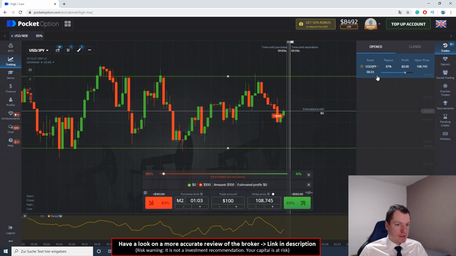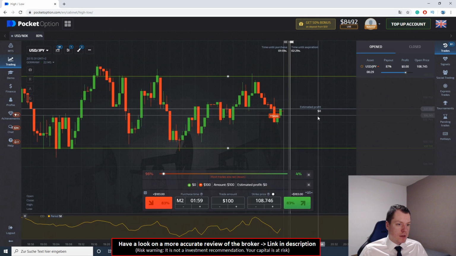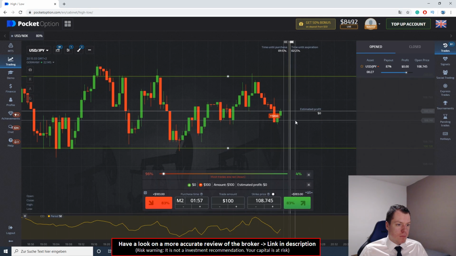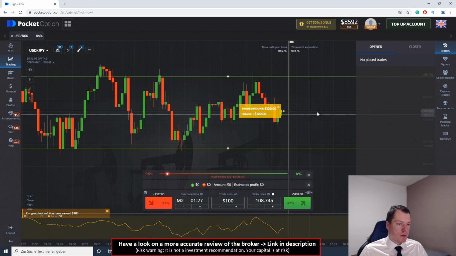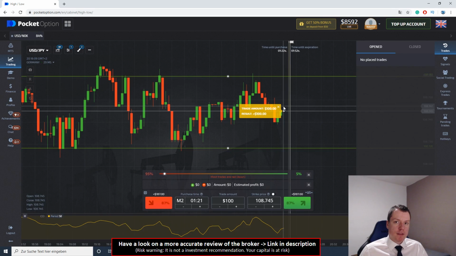Okay, we have 30 seconds left, and now the trade goes into the loss. This is not a good example, but the last trade was in the profit zone. So let's wait. We have 10 seconds. Maybe we are lucky and we win this trade. The market isn't moving here. 4 seconds, 3 seconds. And yeah, I lost this trade. It's a put. That means I invested $100 and I get back the $100.